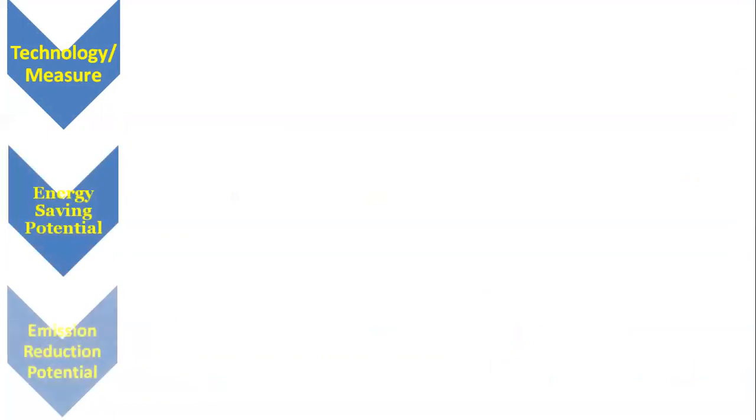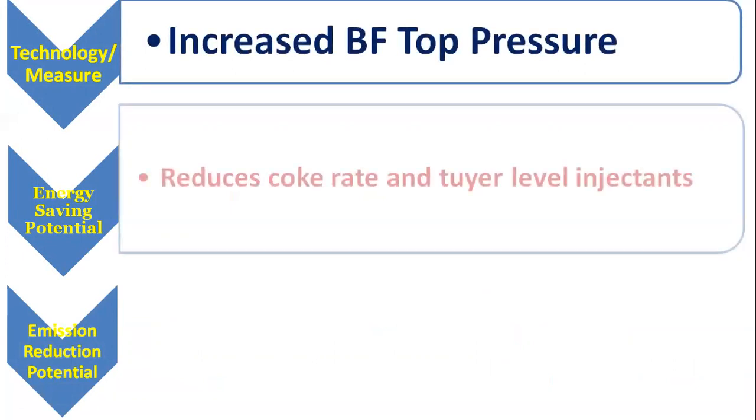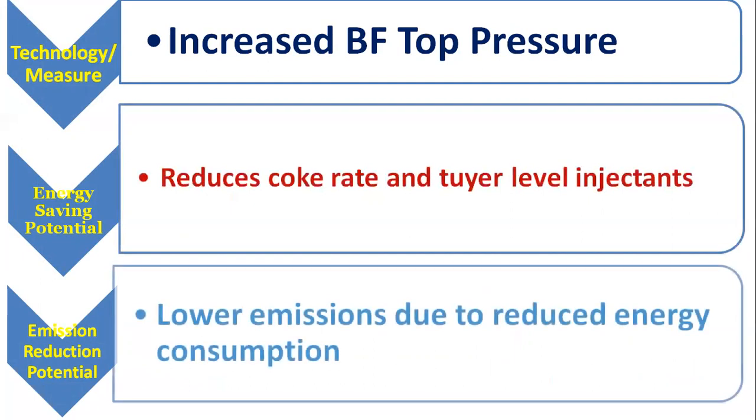Then the next innovative measure is increased blast furnace top pressure, that is, greater than 0.5 bar gauge pressure. Increasing the blast furnace top pressure reduces coke rate and tuyere level injectants. Furnaces operating at high pressures can produce electricity in the order of 0.35 gigajoules per ton of hot metal. The system has recovery turbines installed. And the effect is lower emissions due to reduced energy consumption, which is all expected from this.